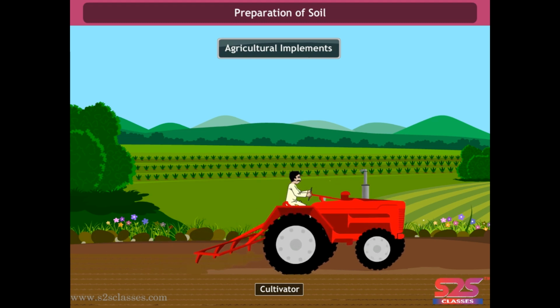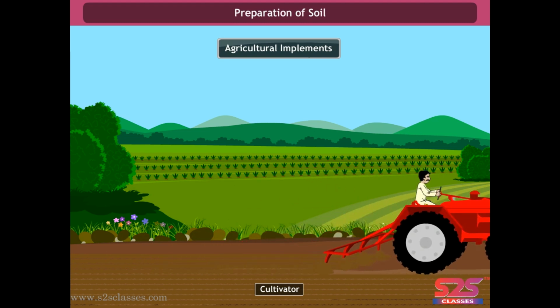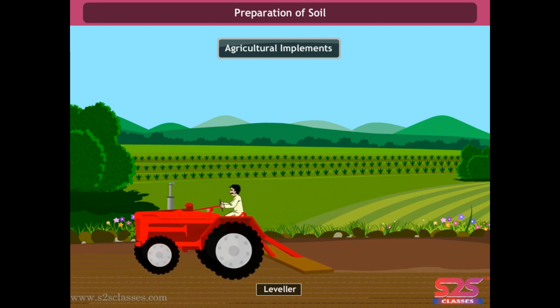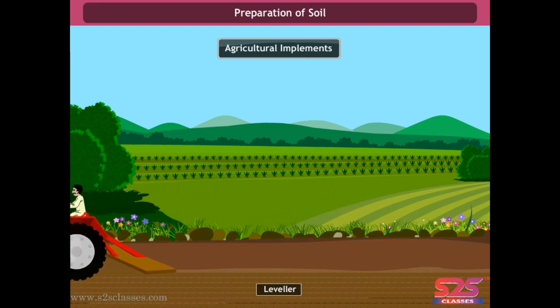Cultivator. It is driven by tractors. It saves time and labor. Leveler. It is a large piece of wooden plank which can also be driven by animals or a tractor.